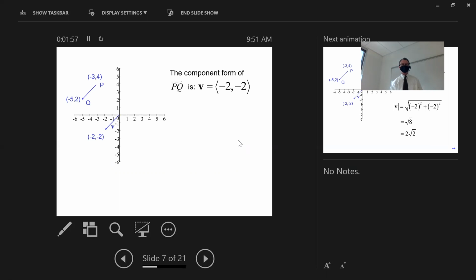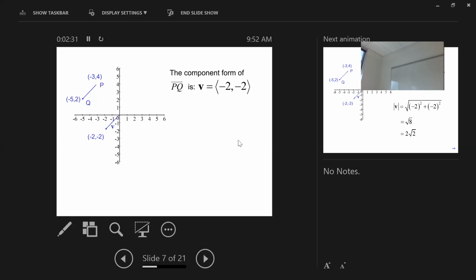All right, so you understand what we're talking about? So you have this vector PQ. So you see the arrow at Q. So it began at P and went to Q. What happens if we pick this vector up at point P and we slid it 3 to the right, down 4, we would get the origin. 3 to the right, down 4 for negative 5, 2 would take us to negative 2, negative 2.